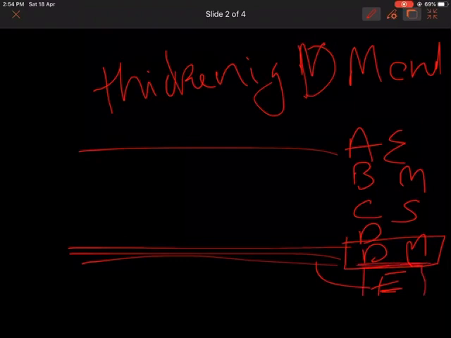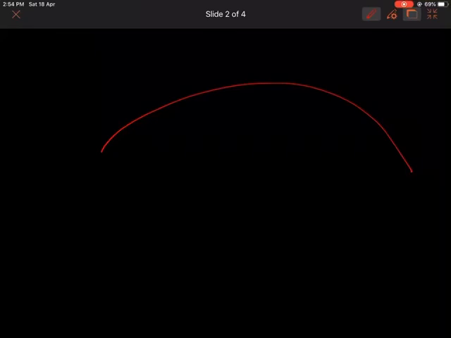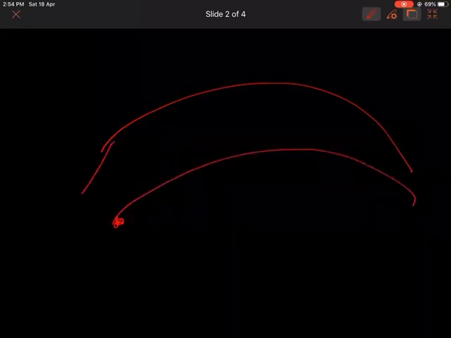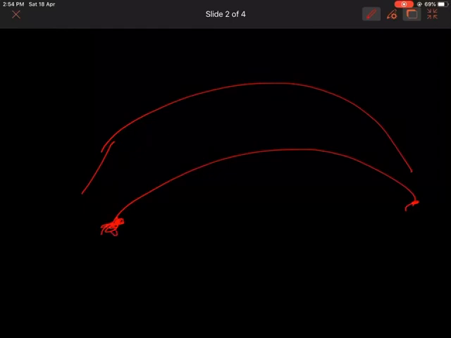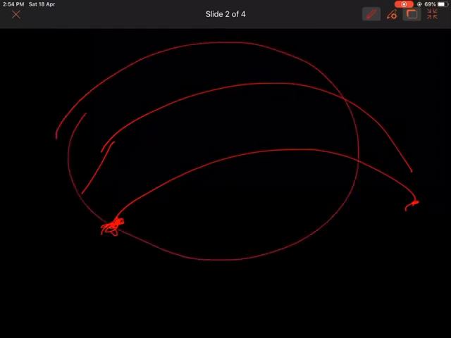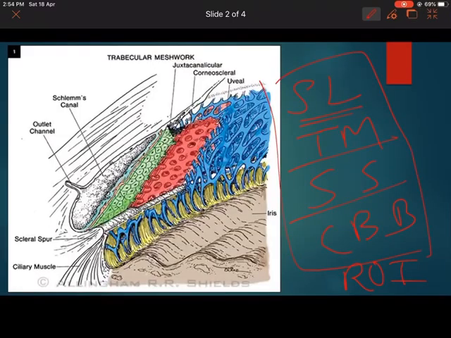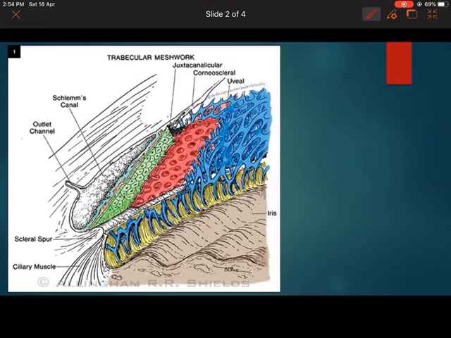What happens to this Descemet membrane is that in the periphery of the cornea, it gets thickened. It doesn't project into the anterior chamber. I'm just telling you that in a circumferential pattern, this Descemet membrane gets thickened. This is called Schwalbe's line. This thickening of the Descemet membrane is called Schwalbe's line.